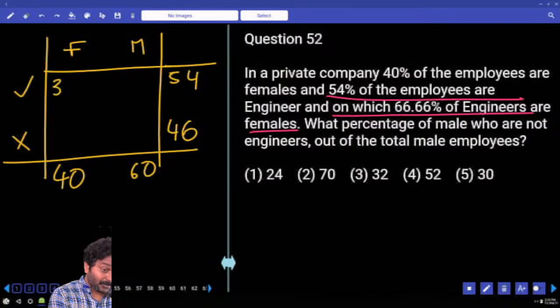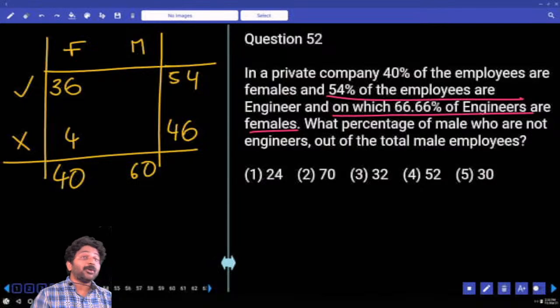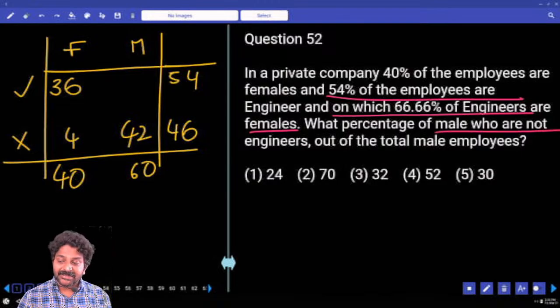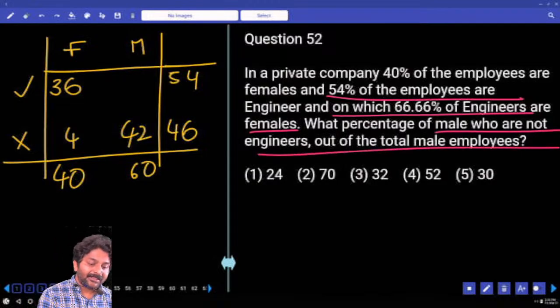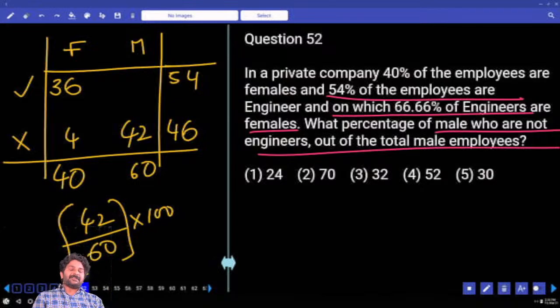Who are 36? Come on. How many females are there? Total 40. Out of 40 females, how many are engineers? How many are not engineers? And in total how many non-engineers are there? 46. Out of 46, females are 4. The remaining 42 are males, and we were asked to calculate the percentage of males who are not engineers only. That means 42 out of male 60 into 100. Correct. What is 10% of the male? 6. How many 6 is equal to 42? That means 70% only? Yes.